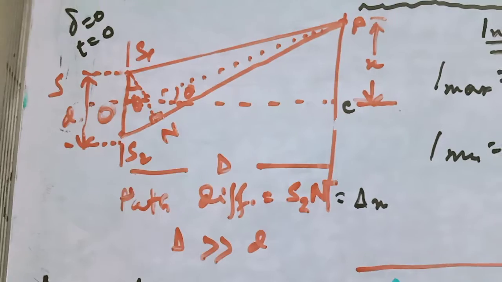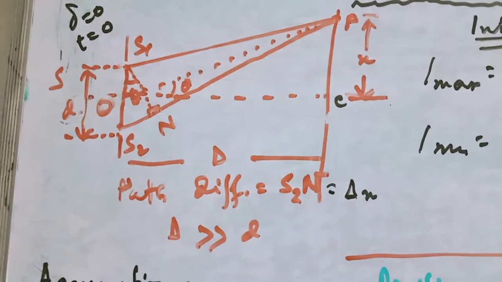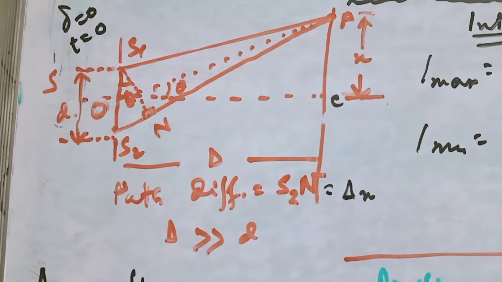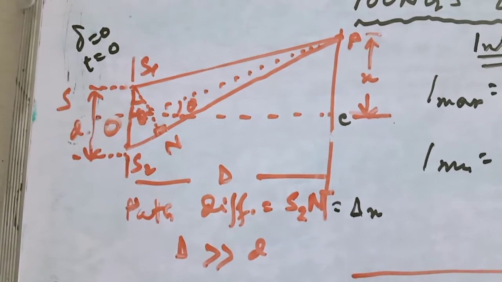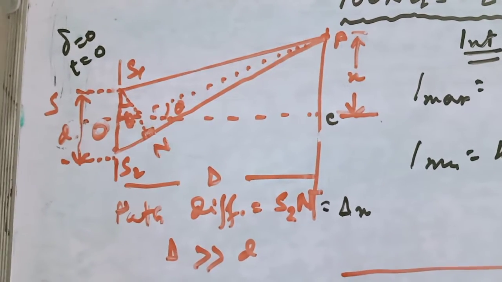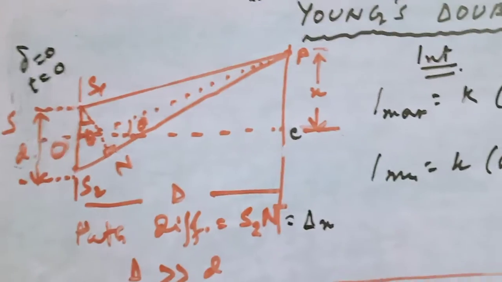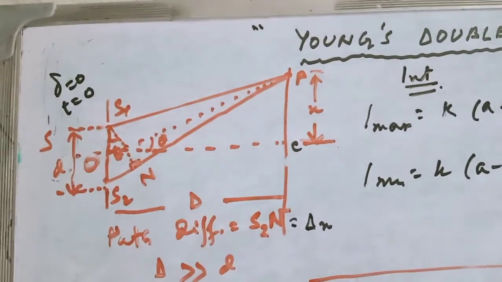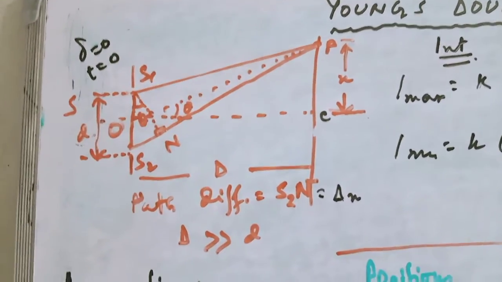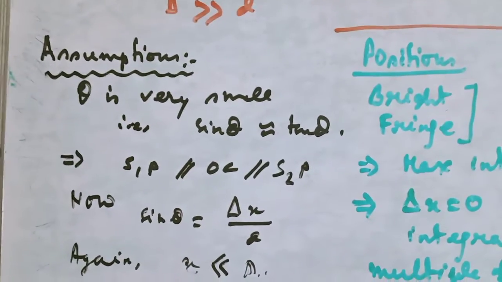If you have any difficulty in understanding this point, you may draw it. Consider what will happen if theta tends to 0. Then OP will slowly merge with OC. Similarly, S1P will slowly merge with OC. So they may be collinear or parallel if theta is 0. So if theta is very small, we can say that sin theta is nearly equal to tan theta.